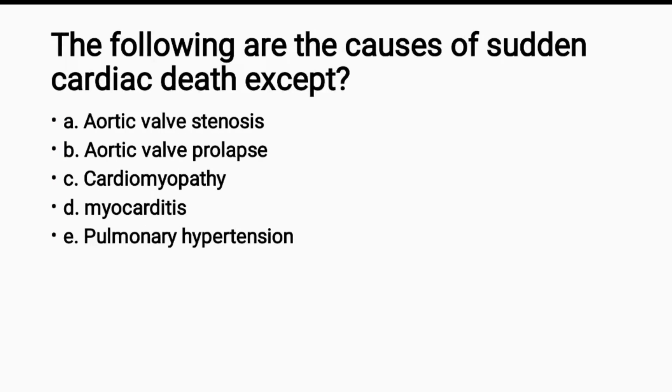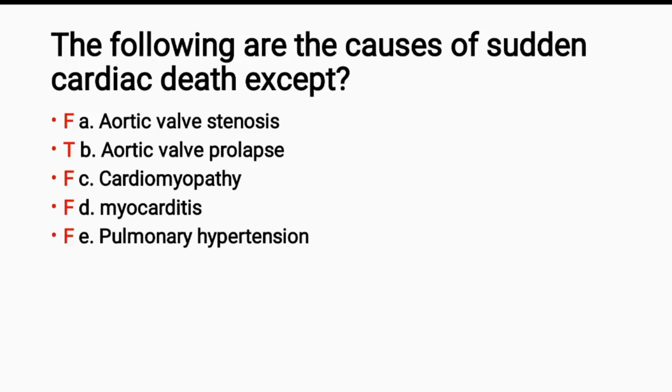The following are the causes of sudden cardiac death, except A. Aortic valve stenosis, B. Aortic valve prolapse, C. Cardiomyopathy, D. Myocarditis, E. Pulmonary hypertension. Well, except aortic valve prolapse.